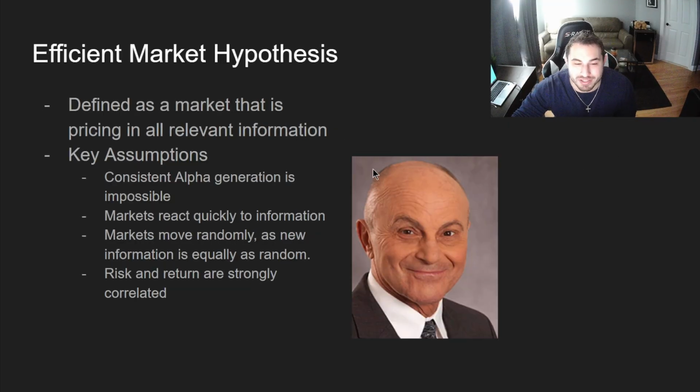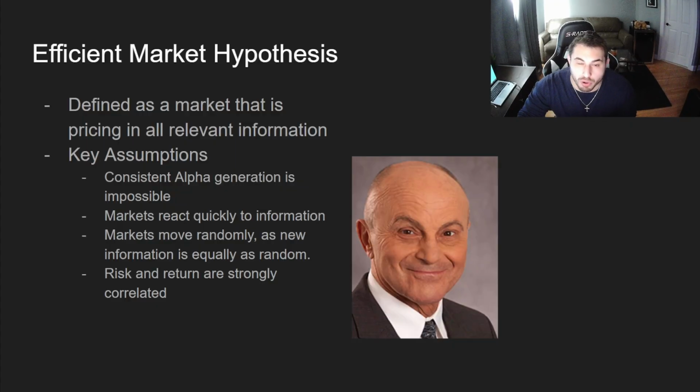So we're going to talk about this handsome gentleman over here. This is Eugene Fama, right? And in the 70s, he formalized this theory. It's referred to as the efficient markets hypothesis. And basically, the efficient markets hypothesis is a market that is pricing in all relevant information.